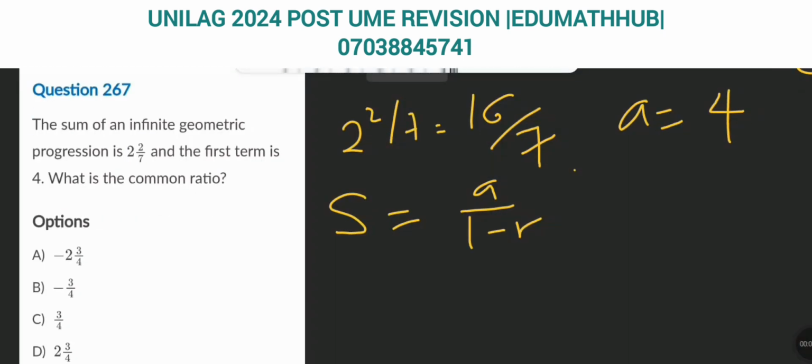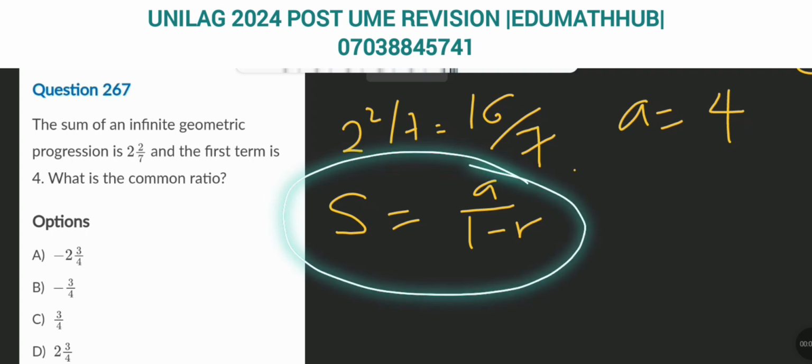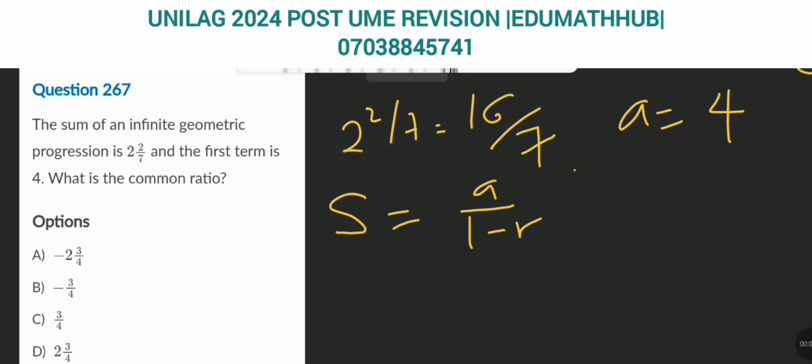So for this next question, we are told that the sum of an infinite geometric progression is 2 2 over 7, and the first term is 4. We have to find the common ratio. So I've brought everything out for you guys to make it easy for you. The first thing is the formula for sum to infinity, which is a over 1 minus r. 2 2 over 7 is the same thing as 16 over 7. And you can see from the question that the first term is equal to 4. Okay, so all you have to do is substitute the values into the formula here.